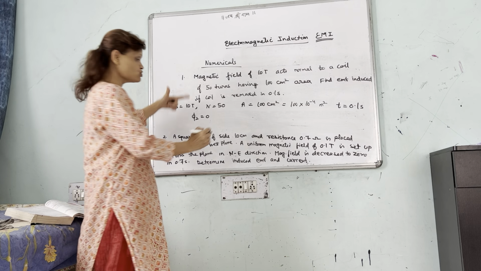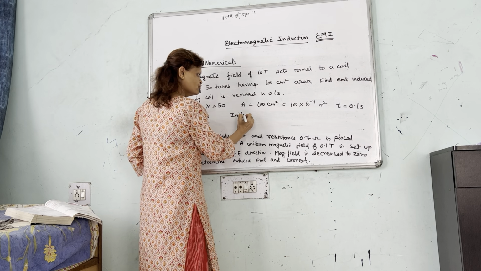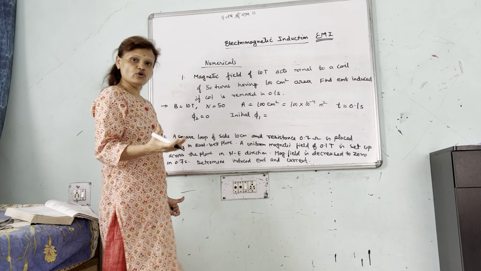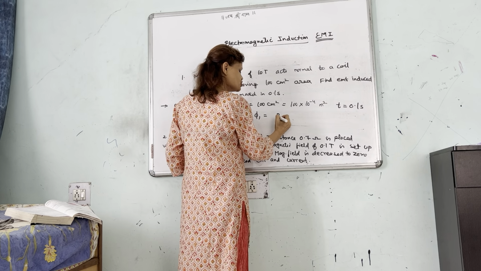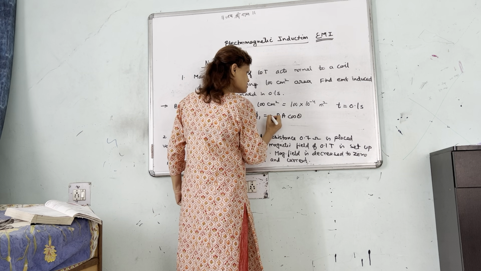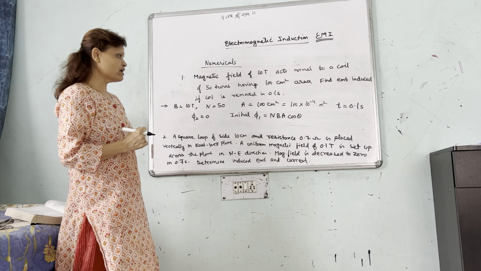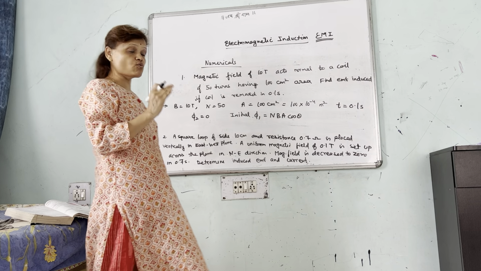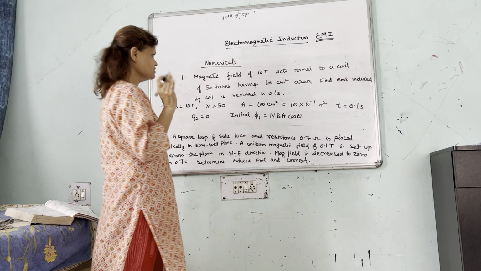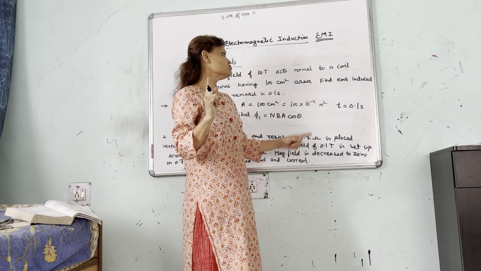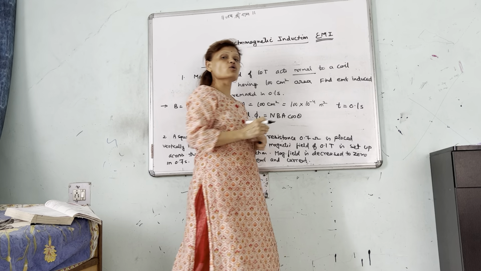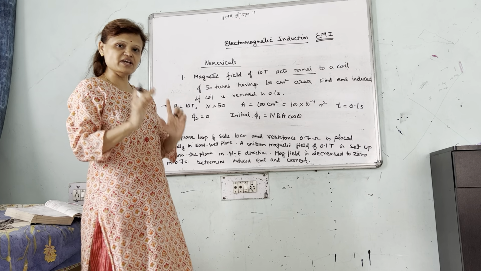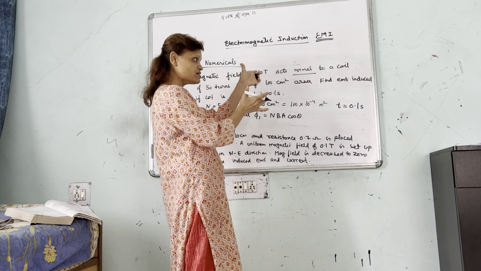Now phi 1, so initial flux phi 1 will be equal to the formula that you have to use, BA cos theta. But as there is number of turns of the coil, we will have to use N. Number of turns, NBA cos theta. Now what is theta here? Yes, very carefully you have to see. Normal to the coil. Okay, magnetic field is normal to the coil. It means yes 90 degrees to the surface.